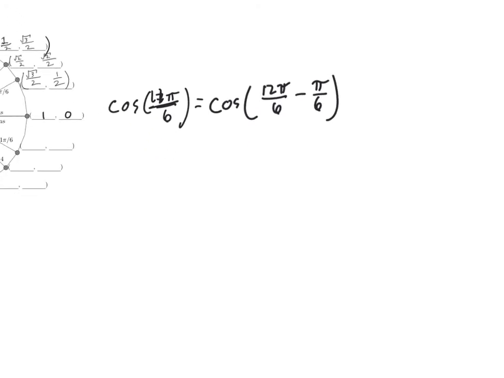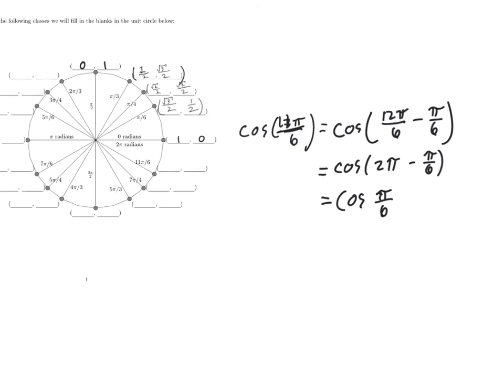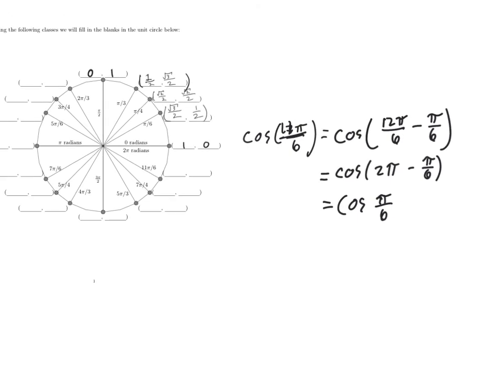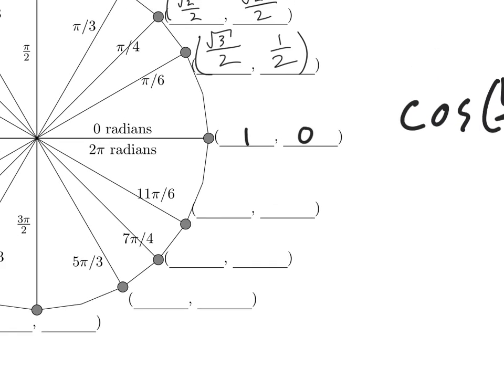Proceeding. That gives us cosine of 2 pi minus pi over 6. And I know what happens there. I get the exact same thing as I started with. It's the same as cosine of pi over 6. Looking at this unit circle, at pi over 6, cosine is the x-coordinate, so you get root 3 over 2.